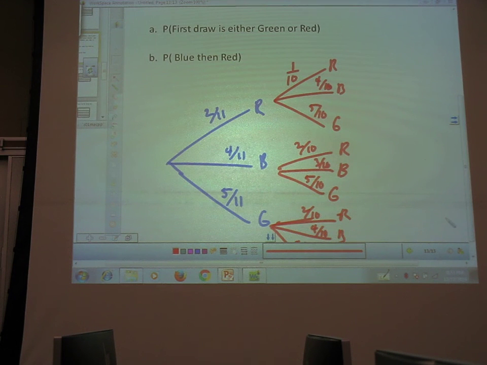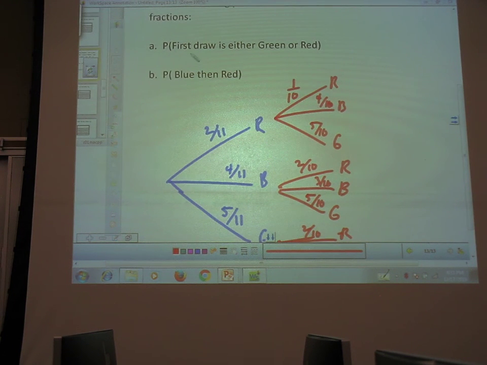First draw is either green or red. Or, as we add, the green ones or the red ones, I've got 2 plus 5, 7 out of 11 chances of being successful. How about blue then red? Blue then red means I draw a blue one first, and then I draw a red one. So it's kind of like and. It's another way of saying and. Like if someone says she went to the store, then she went home, she went to the store and home. She did both of them, right?